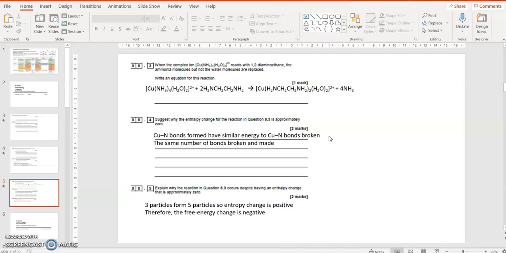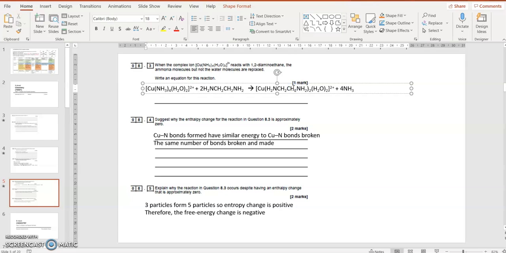Suggest why the enthalpy change for the reaction is approximately 0. Well, you should know that when you break bonds, you put energy in. When you make bonds, you get energy out. If you look at the total number of coordinate bonds, it's the same. Six in each case, coordination number 6. So the same number of bonds are broken as are made. So overall, there is no real energy given out or taken in.